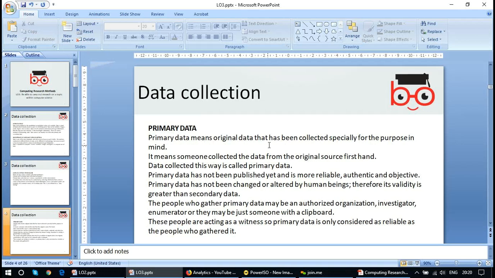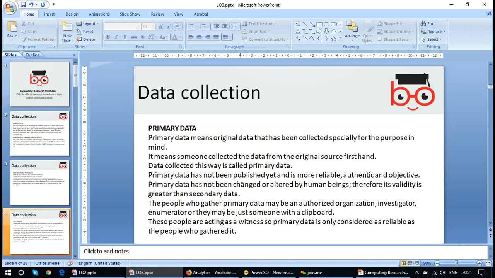Now primary data means original data that has been collected specifically for the purpose in mind. So you want to do the research, you are not looking at any of the findings earlier, but you do the research, you find your own data. That is called the primary data. It means someone collected the data from the original source first hand. Data collected in this way is called the primary data.